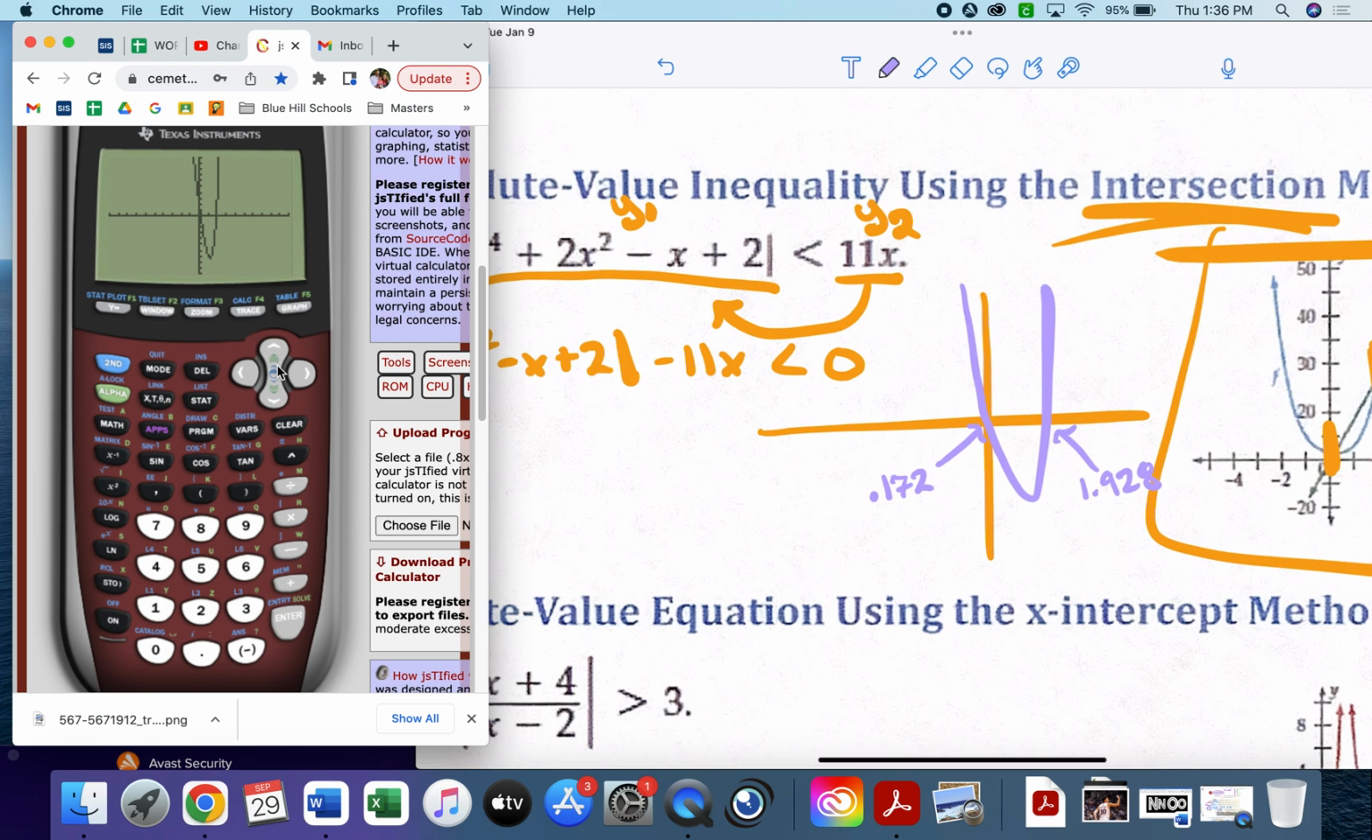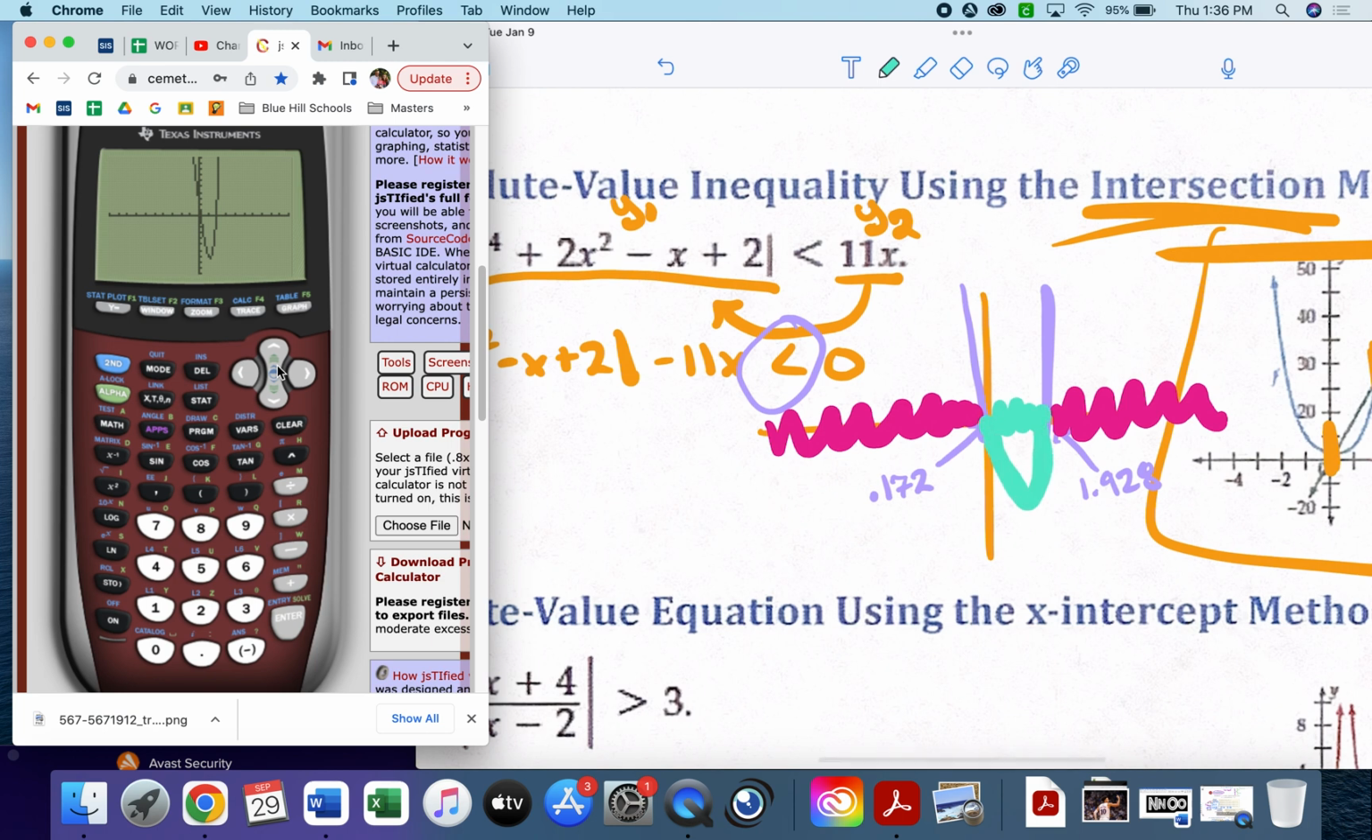Okay, so now we just do it like normal, right? We are trying to figure out where he is less than 0. So we have 3 options. Is it on this side of 1.72, on this side of 1.92, or is it in the middle? In the middle. Is he less than 0? He's below 0 in between those two.